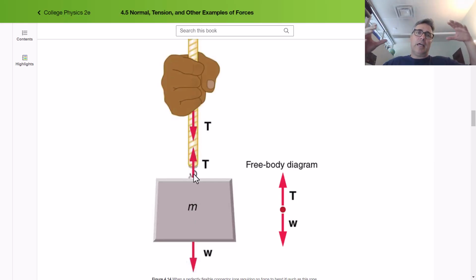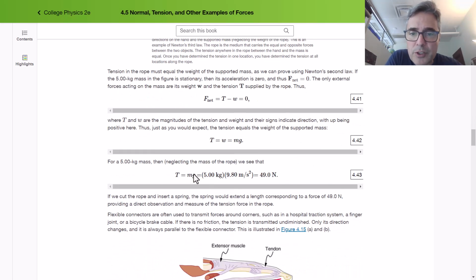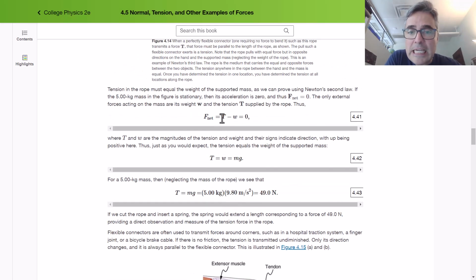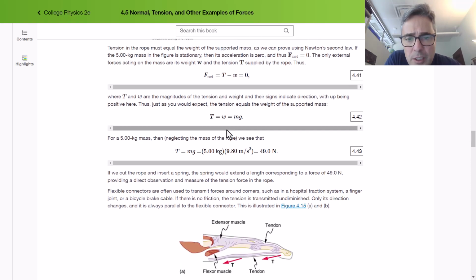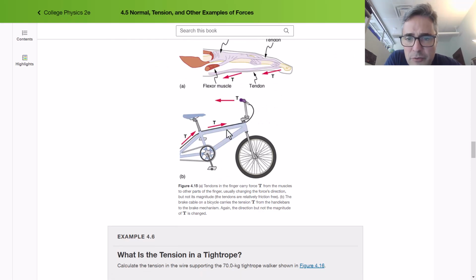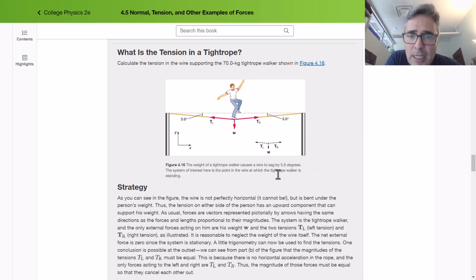So if you have a taut string, there's a tension which is an inward force that acts on both sides. So it's a pulling force. We use the capital letter T usually on our diagrams to represent tension. So lowercase w is weight, uppercase T is tension, and uppercase N is normal force. And there's lots of good examples of tension.